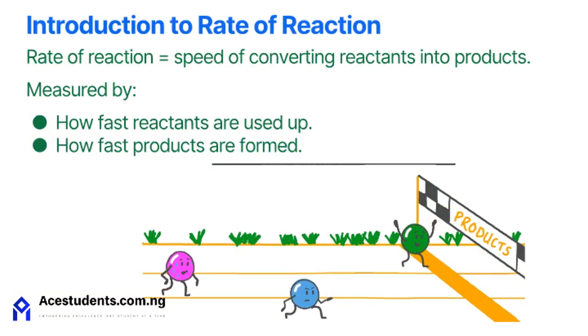The rate of a chemical reaction refers to how quickly reactants change into products. We can measure it either by the speed at which reactants are used up, or by the speed at which products are formed. Some reactions are slow, some are moderate, and others are extremely fast.